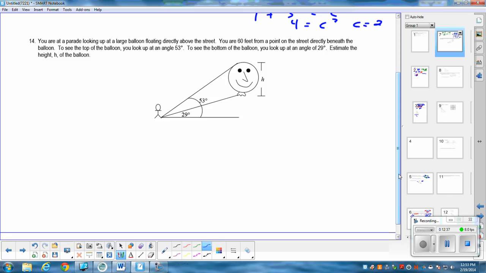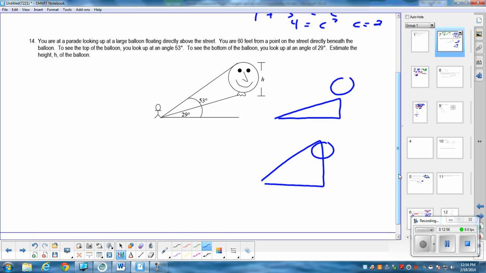For this balloon problem, we're actually going to look at a couple different triangles because we can't deal with this obtuse triangle that has H as one of the sides. We're going to have to deal with the triangle looking at the bottom of the balloon separately from the triangle looking at the top of the balloon. Triangle looking at the bottom of the balloon has a 29-degree angle. Triangle looking at the top of the balloon has a 53-degree angle. And let me draw that out a little bit better for you so it actually looks like a 5.